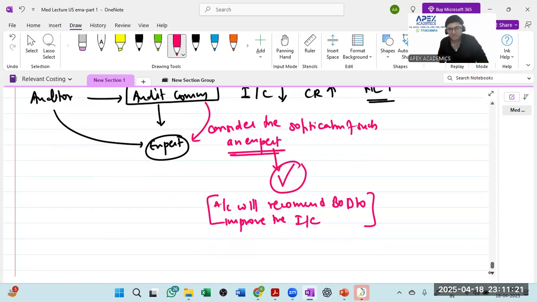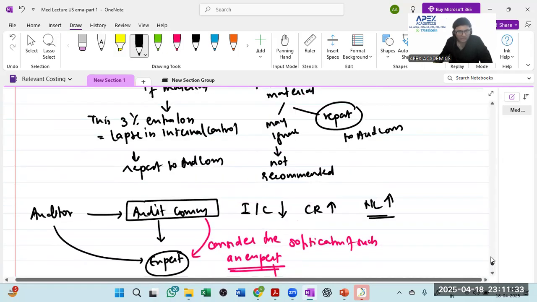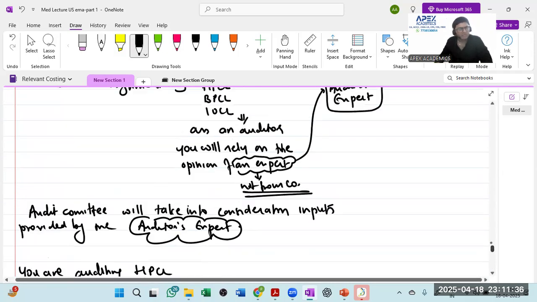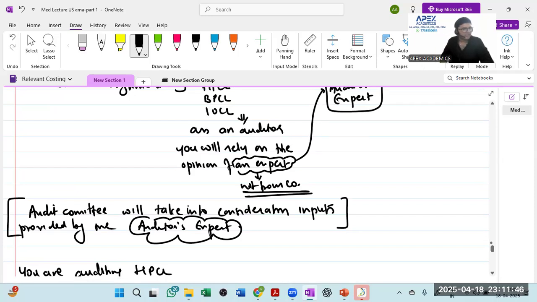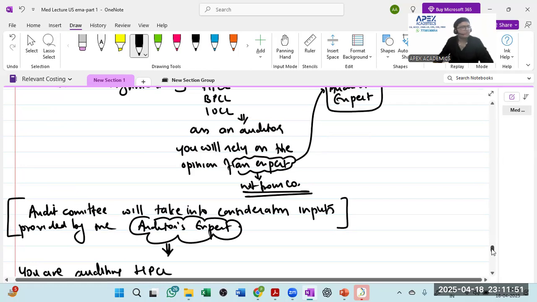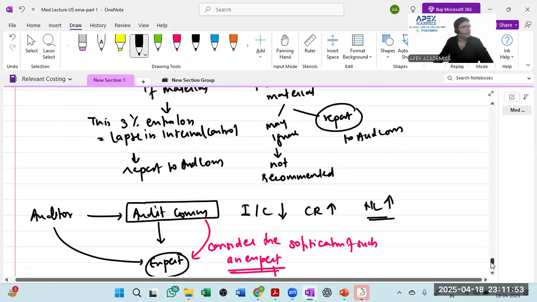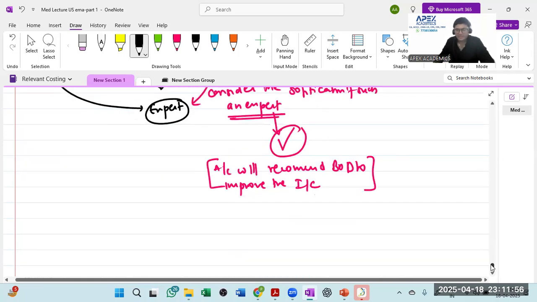Now, on the basis of this, I am writing a particular point. Have I written the point here? Let me just check. The audit committee, yes. This is the point that I'm putting down: that the audit committee will take into consideration inputs provided by the auditor's expert. This story was narrated to you, this example, this concept was given to you. Next.